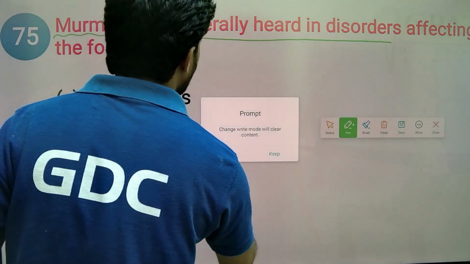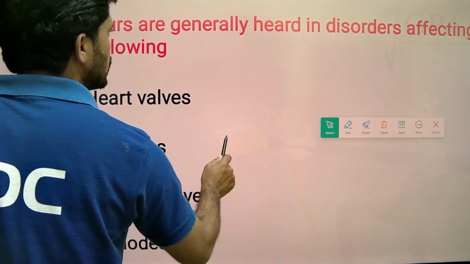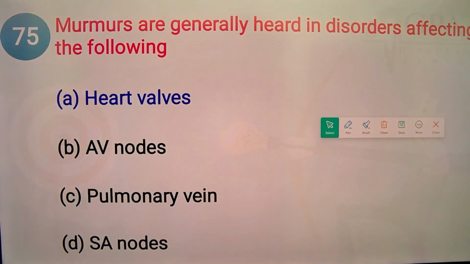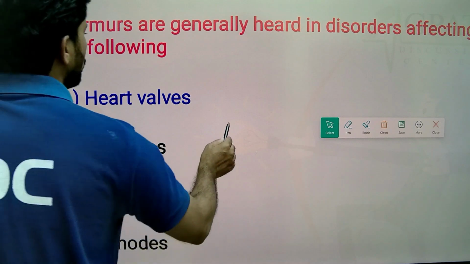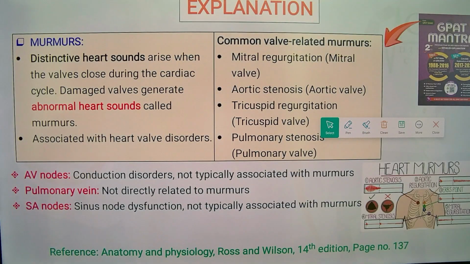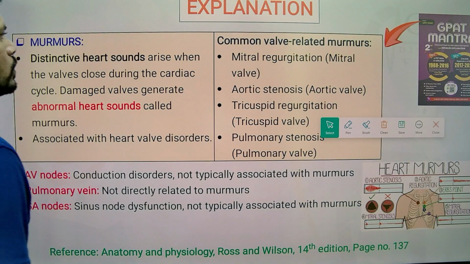Murmurs are the characteristic features we can hear in disorders affecting the heart valves. If there is a defect or disorder in the heart valves, murmur sounds will be observed. You can hear murmur sounds. Next, what are murmur sounds generally?